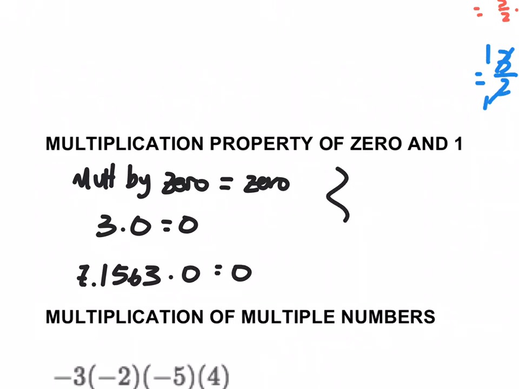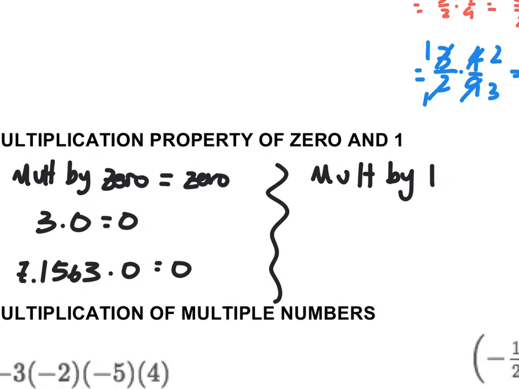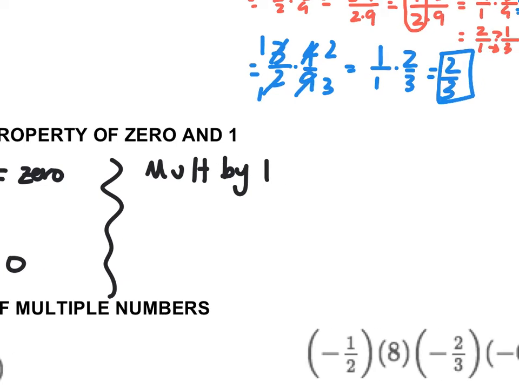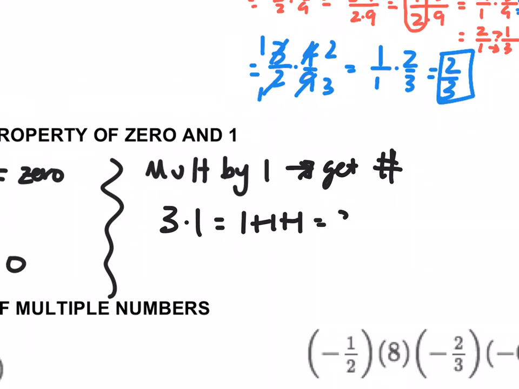Now if I multiply anything by 1, it's just going to give me that number. So for instance, if I take 3 times 1, that's the same thing as adding 3 one time, or adding 1 three times. So 1 plus 1 plus 1 is going to give you 3. You get that same number that you started with.